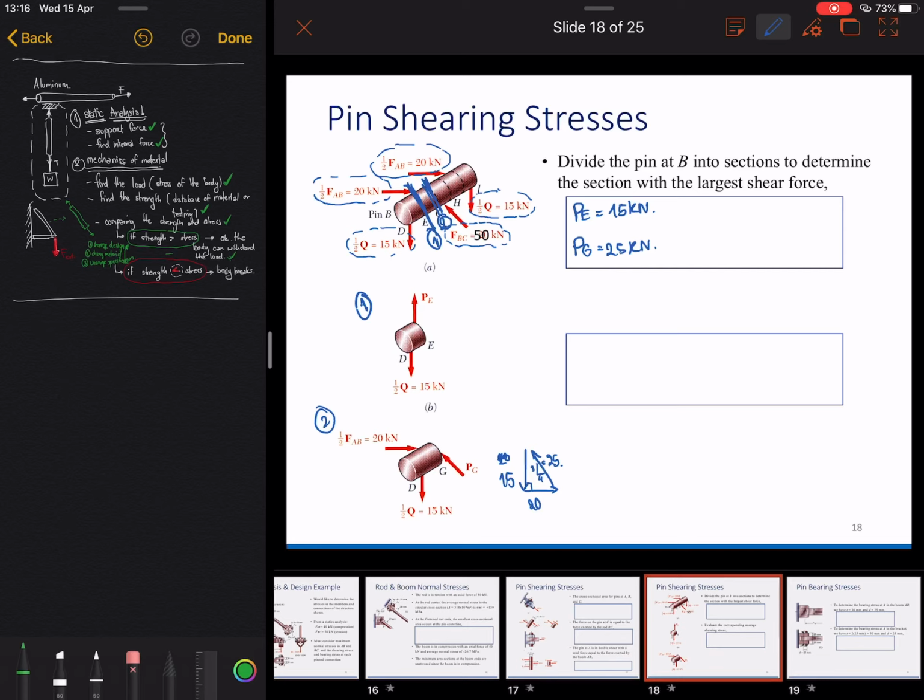Then if you cut the third plane, it doesn't matter, because when you cut the third plane, it will be similar to the second one. And when you cut the fourth plane, it will be equal to the first one. So actually you're just doing this cut, and then it's enough. And then you know that this is the highest shear force, the largest shear force.